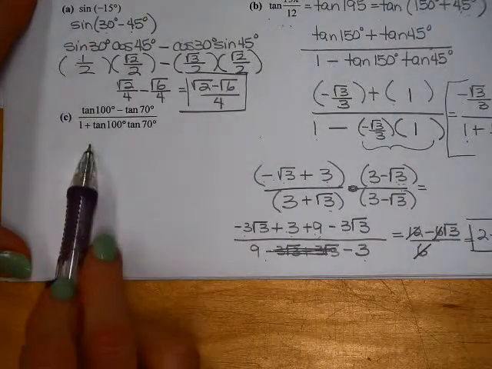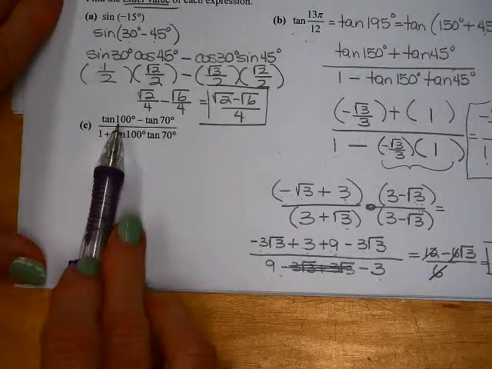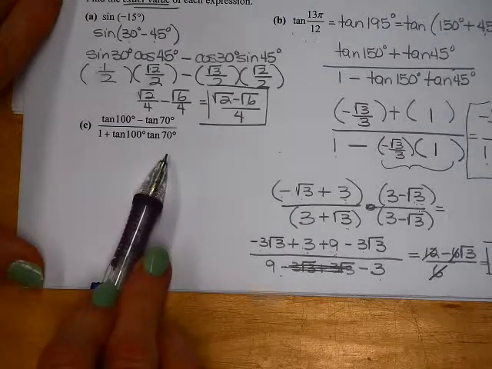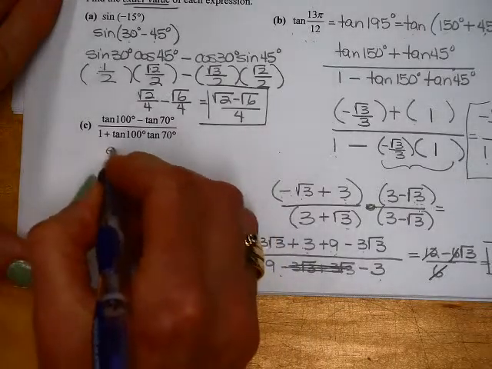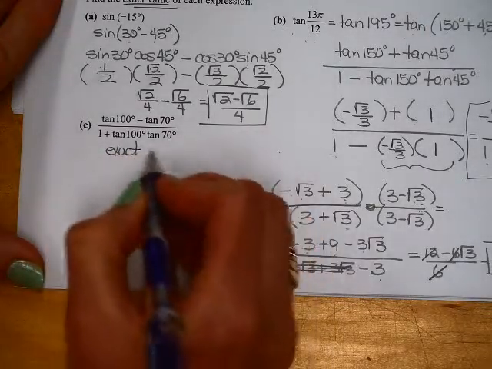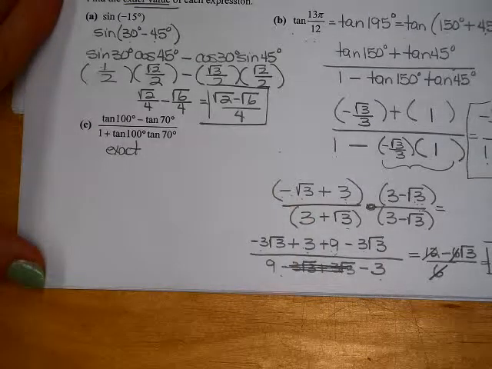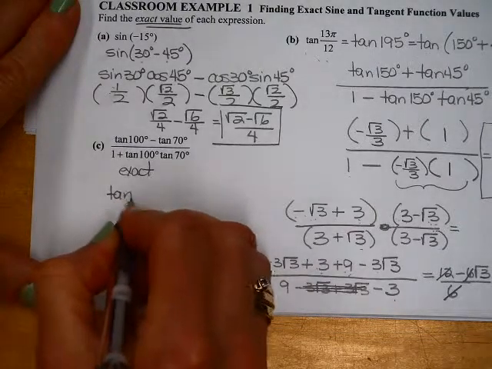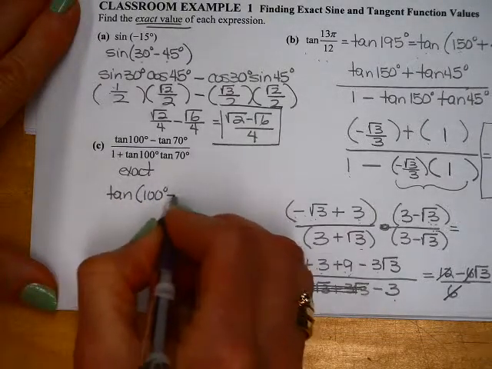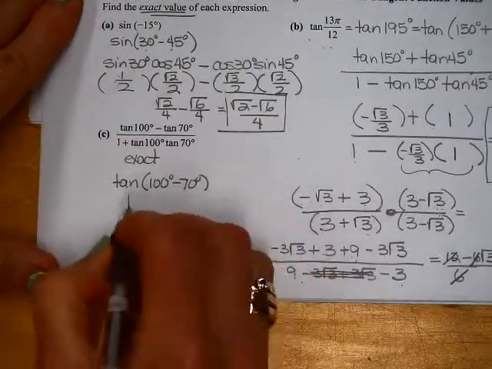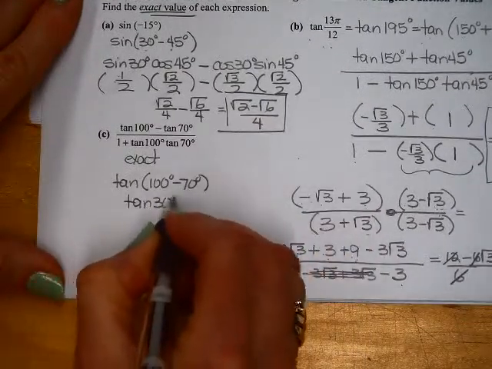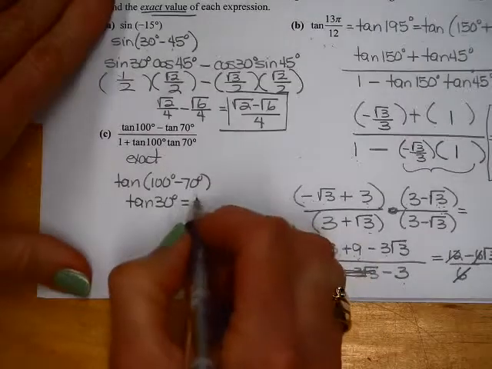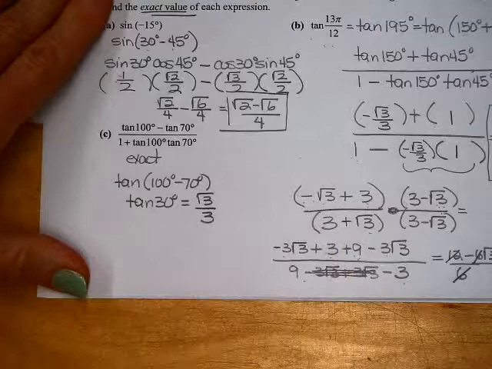All right, what about this one right here? Tangent of 100 minus tangent of 70 over 1 plus tangent of 100 times tangent of 70. This is an exact value problem, but these are not on the sheet. So what do you think you're going to do? It's tangent A minus B. It's the tangent of A minus B, which makes it 100 minus 70, which is the tangent of 30. And the tangent of 30 degrees on your exact value sheet would be square root of 3 over 3.